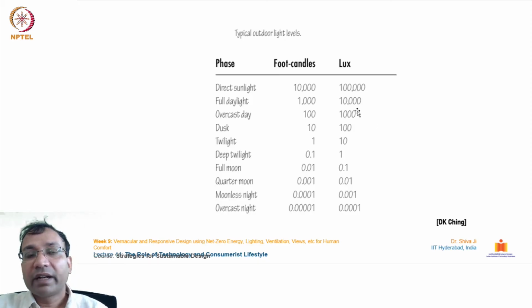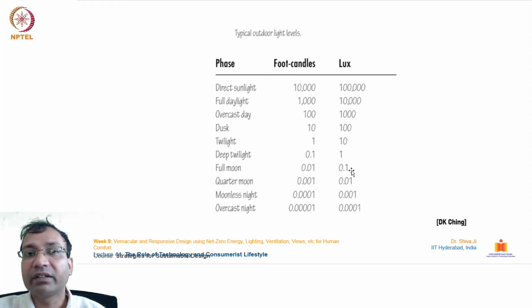Further, typical outdoor light levels based on the source. For example, direct sunlight, the sun, gives up to 1 lakh lux. Full daylight gives approximately 10,000 lux, and an overcast day has around 1000 lux. At dusk it offers 100 lux of light level. At twilight we get 10, and at deep twilight we get 1.